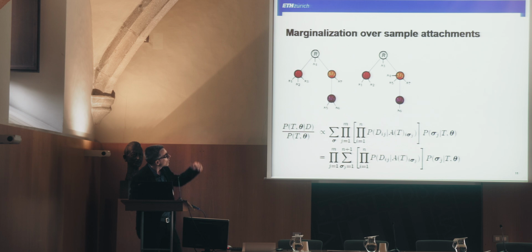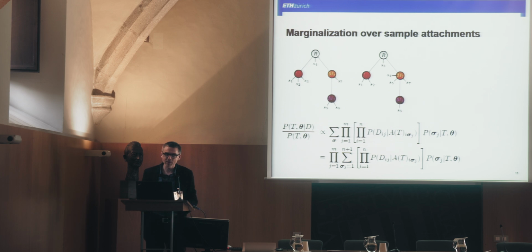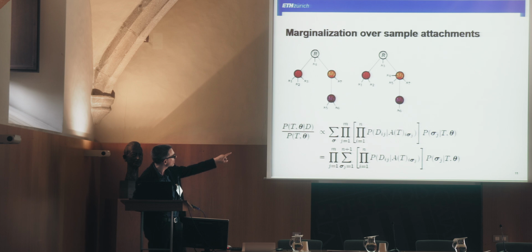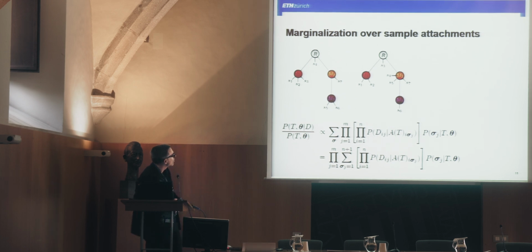So I said already, we don't care about the attachment points. So here are two identical mutation trees with different attachment vectors for the individual cells. The way to deal with this probabilistically is to marginalize out the attachment. And that means you have a big sum here over sigma, so over all vectors of attachment points for all cells. That looks like a very bad thing to compute because that sum grows exponentially and there would be no way to do this even for a moderate sized problem.